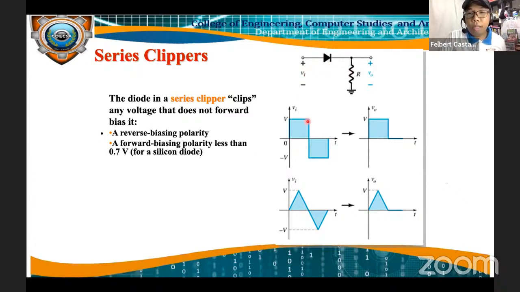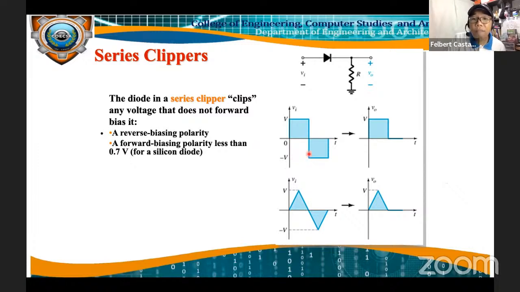Ito yung input natin. Ipasok natin tong input na to, square wave siya. Positive V. Kunyari ideal yung diode mo, so short lang yan, wire lang yan. So you are measuring a voltage equivalent to the input. Ito na yung makikita mo dun sa output waveform natin.